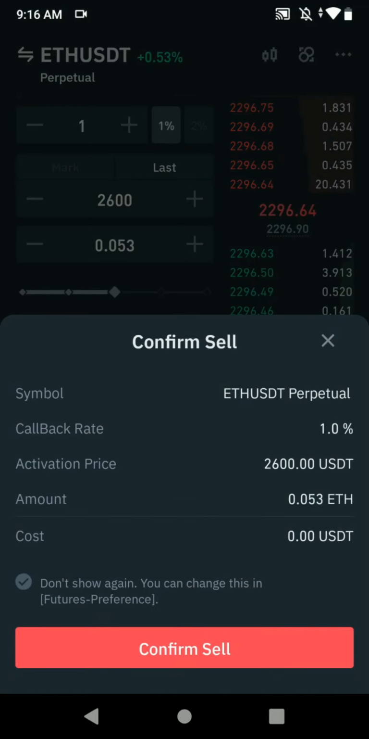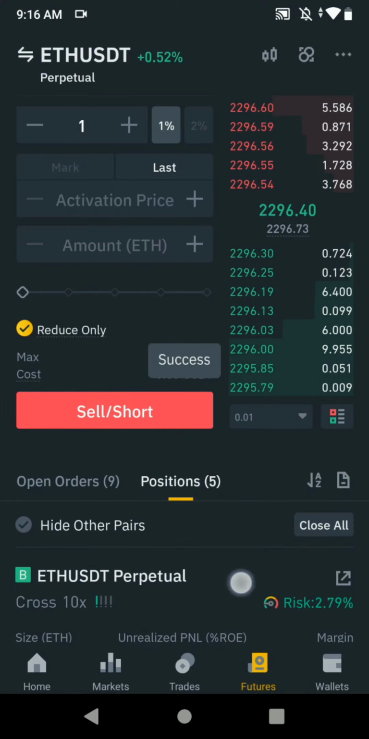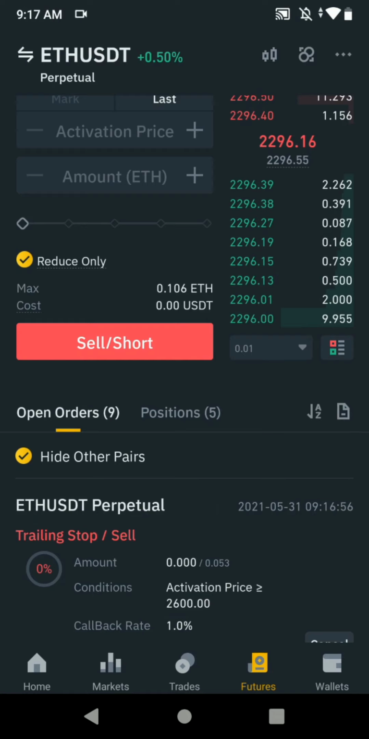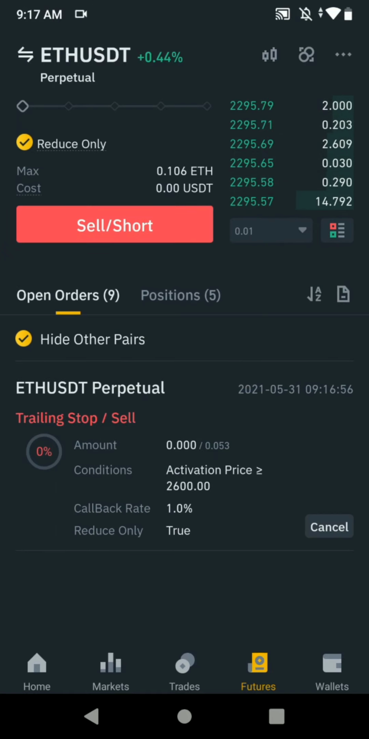It will ask for confirmation that I am setting a trailing stop loss which has a callback rate of 1%. Activation is at 2600. This trailing stop will become activated only when the price of Ethereum hits 2600 and goes above it, and the amount I have selected, and then I will click on confirm sell. Now you can go to the open orders tab, and here you can see that your order is placed.